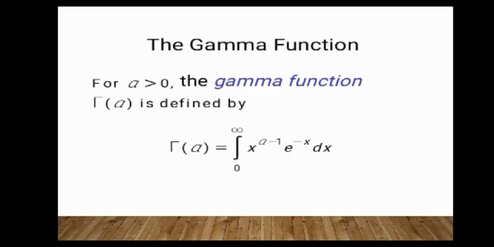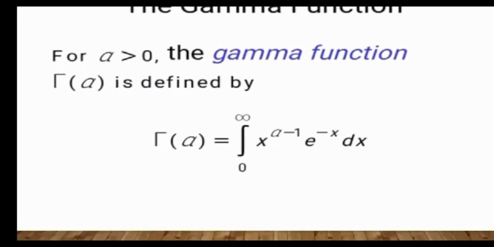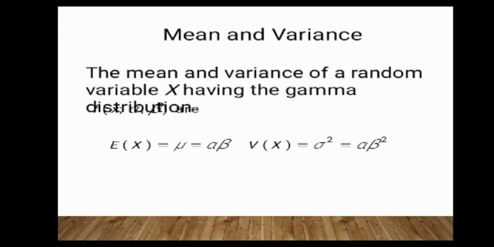Next, the gamma function. The gamma function, one of the most important and common functions in advanced mathematics, is called the gamma function and defined by this. The mean and variance of a random variable X having the gamma distribution: E(X) equals AB, V(X) equals AB squared.